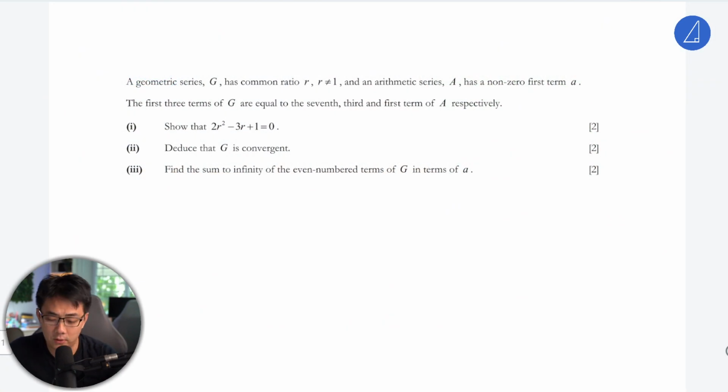Hi students, let's look at this question here, which is on AP GP. I believe this question was taken from the ASRJC tutorial. Let's see if I can do this proficiently.